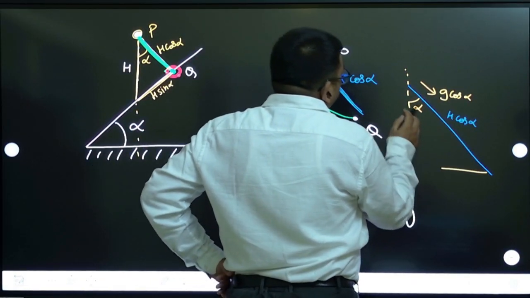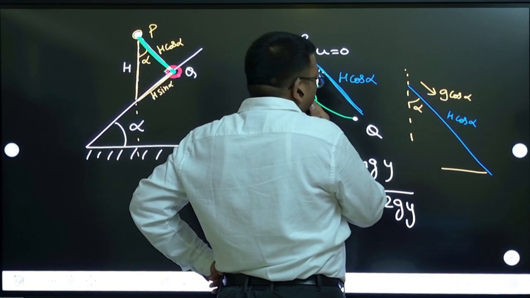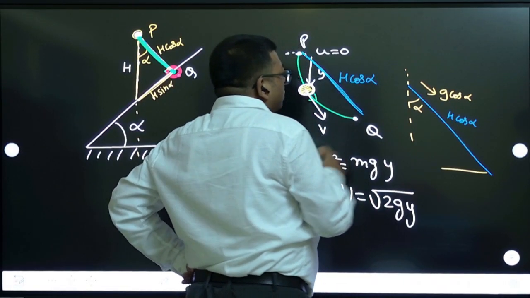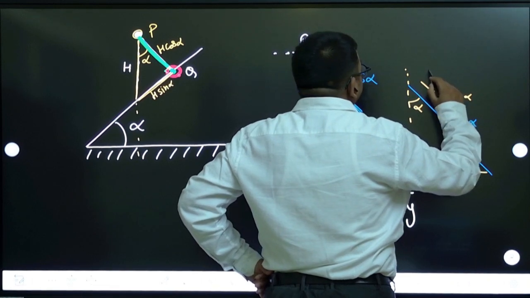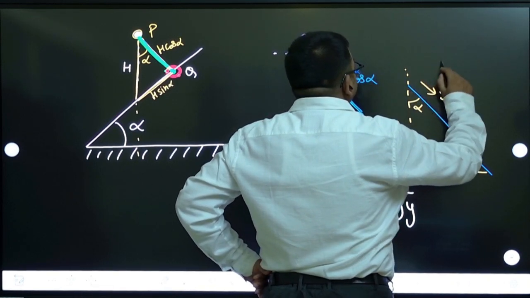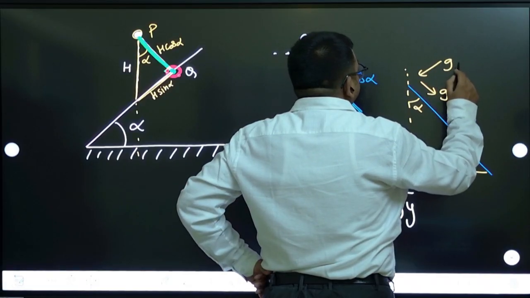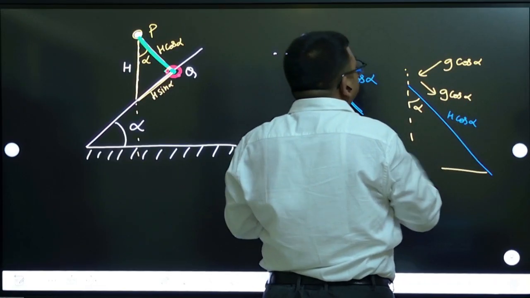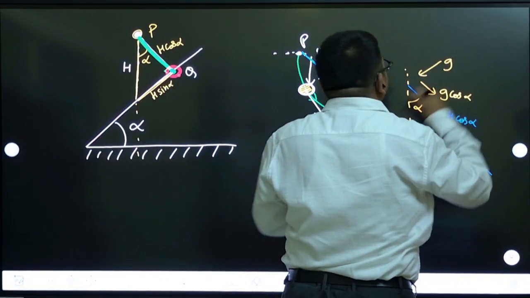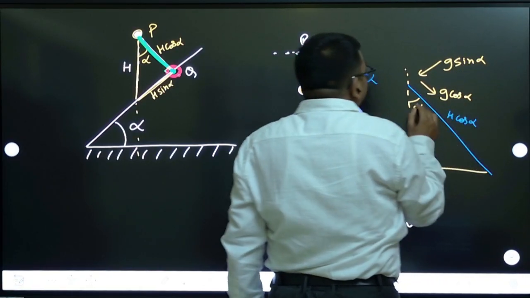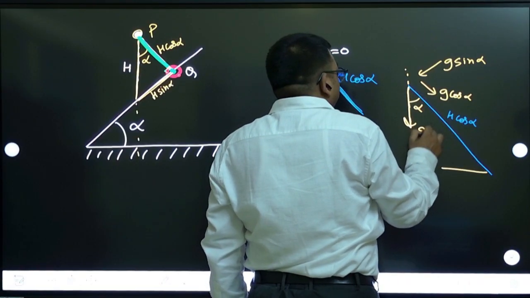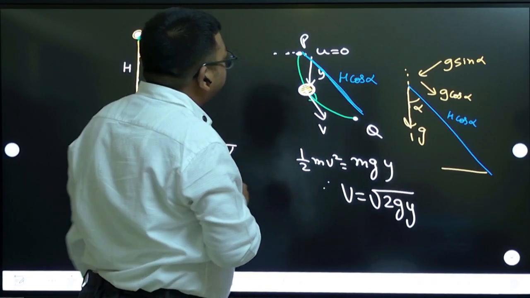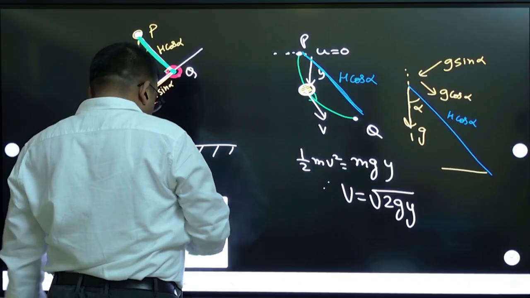And if I consider displacement, g perpendicular also will be there. Sorry, here it will be g cos alpha. This will be g sin alpha. Right? Because this angle, this is g here. So this g will make here g cos alpha, and this way it will make g sin alpha. Right, like that it will work.